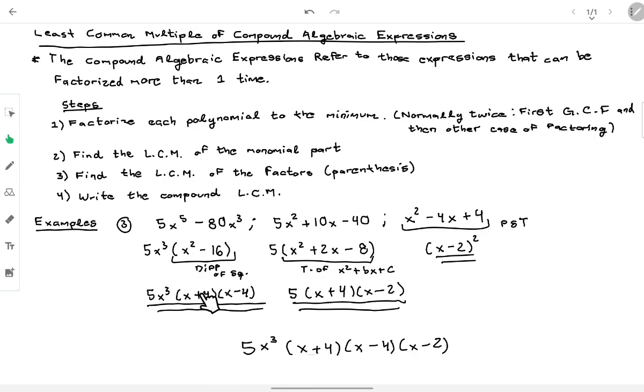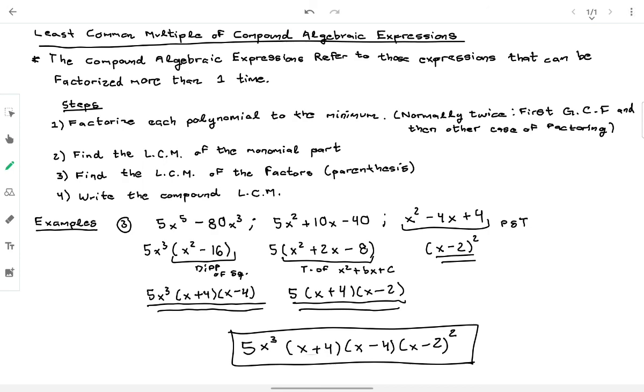x plus 4 is here to the 1. x minus 4 is to the 1, but x minus 2 here is to the 1, and here is to the second power. So it's going to be x minus 2 to the second power. And this is going to be our final answer for the least common multiple of those compound algebraic expressions.